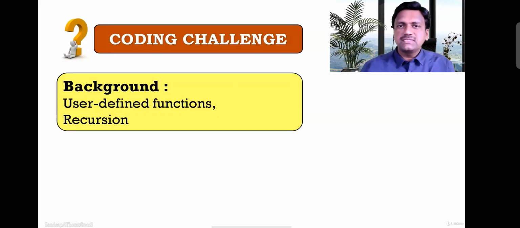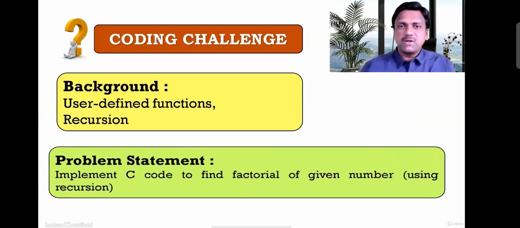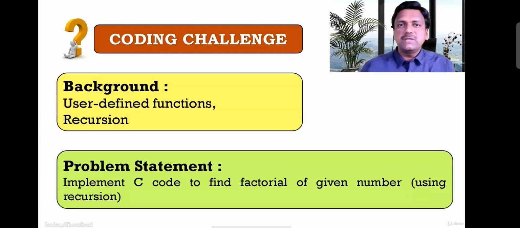You need to use the recursion concept while implementing this solution. Here comes the problem statement. You need to implement a C code that will find out the factorial of given number. We have already implemented this code using loops, but now we want to implement the same code using recursion.